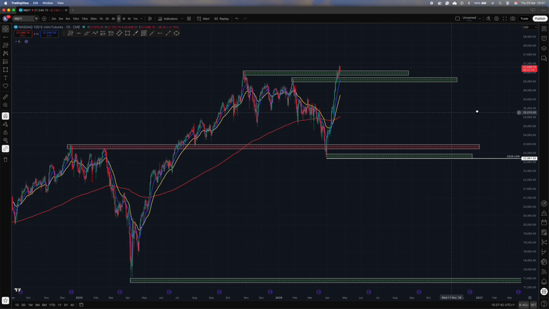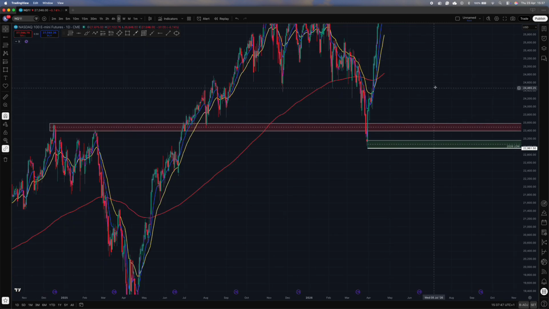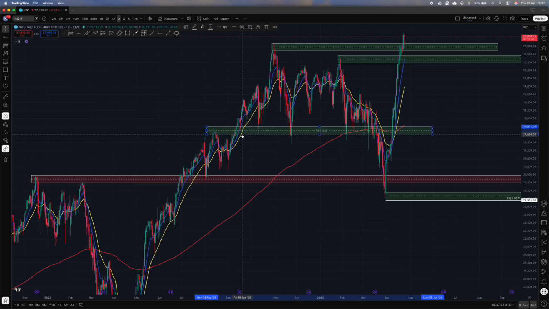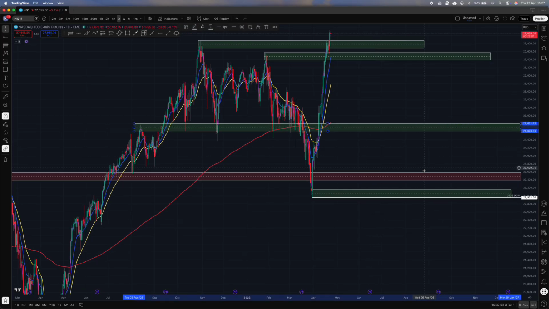So once I find levels that are interesting to me on the higher time frame, I will then break this down some more. And I think another key level would be this one right here. Why is this level of interest to me? This is all green.